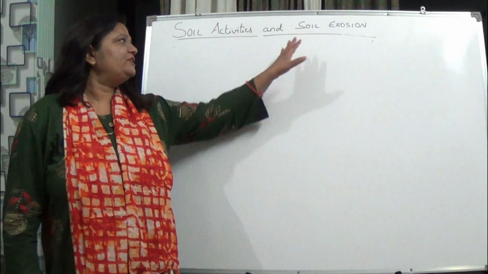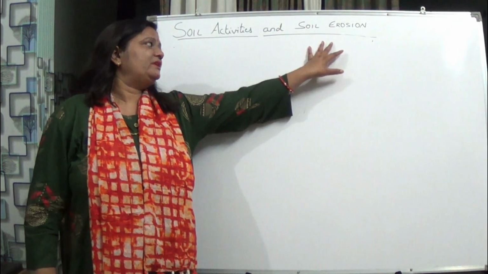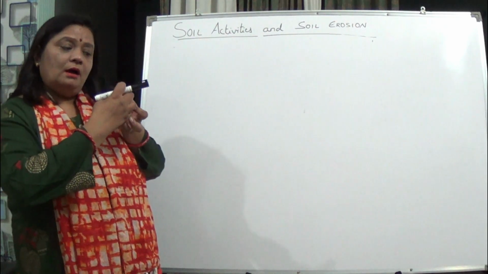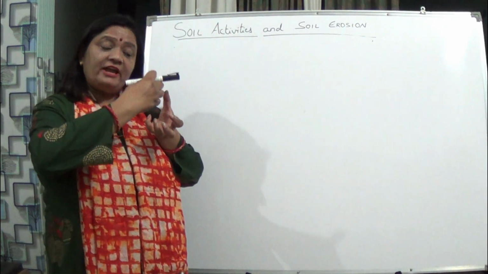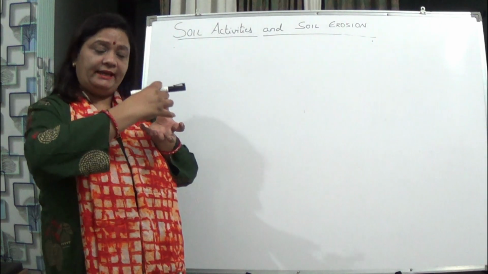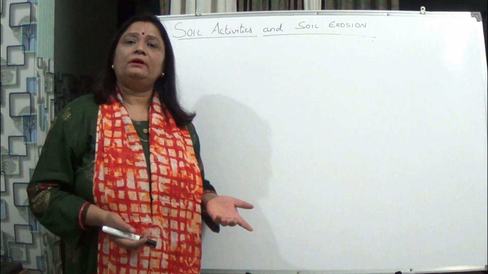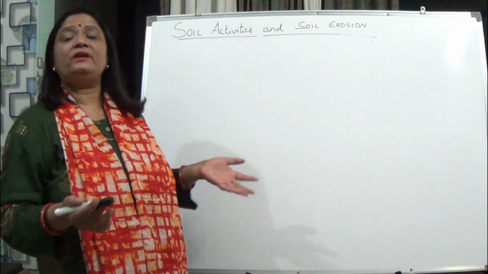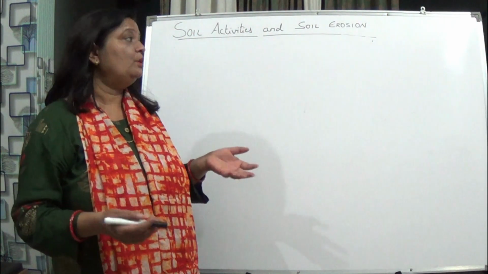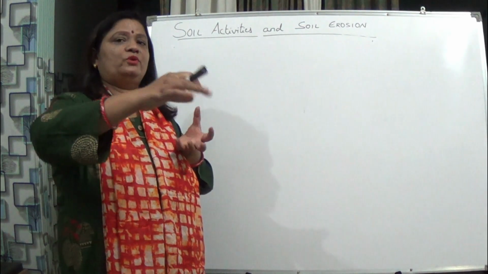Now coming to the topic soil erosion. What is soil erosion? Actually it is the gradual removing or washing away of the topsoil of an area due to different agents like water, running water. It can be wind, it can be storm, it can be snow. So the top layer of the soil is washed away.